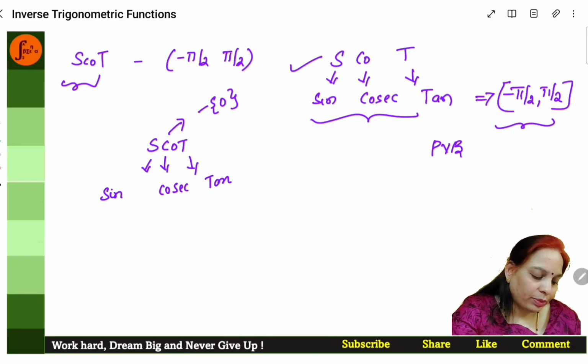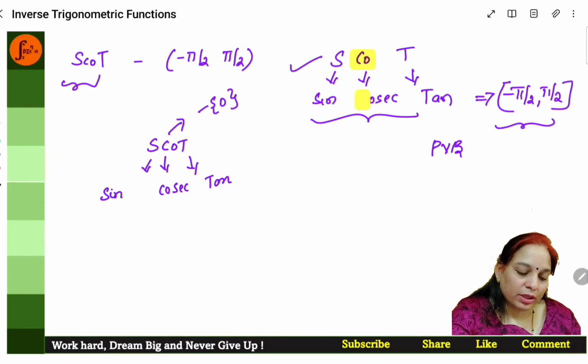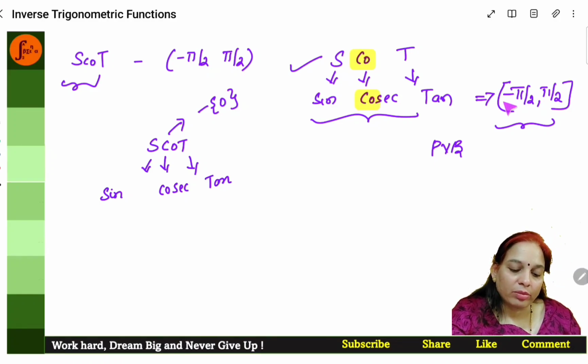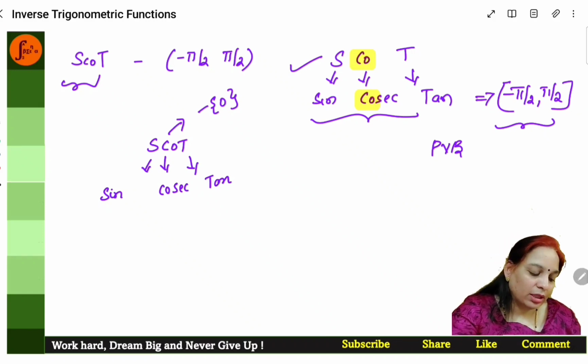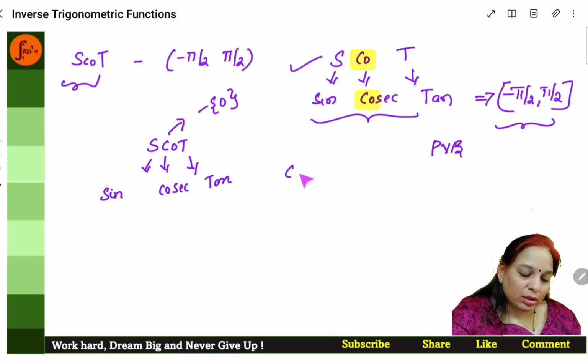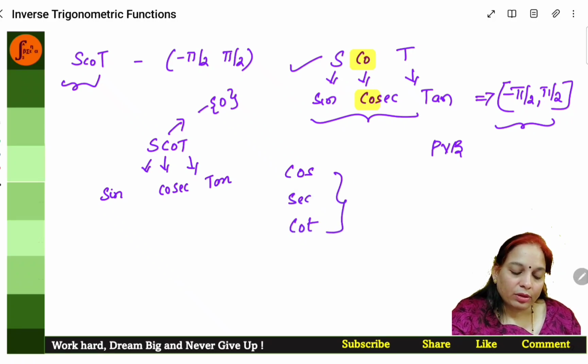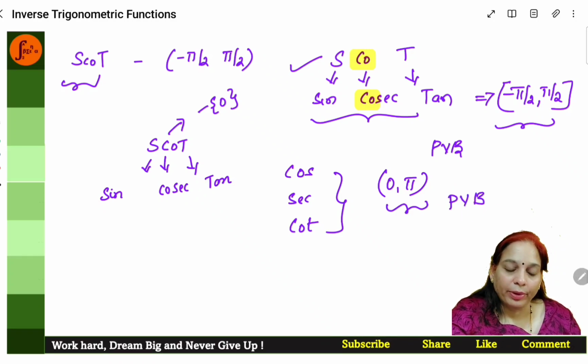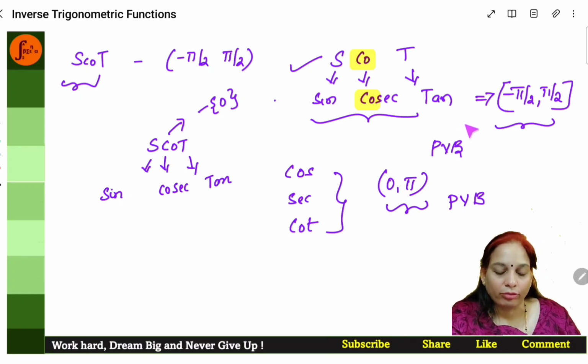CO is for cosecant. So scot, you can remember it this way. And the other group would be, obviously, cos, secant, and cot. So anything outside of this group becomes 0 to pi range. So this becomes the principal value branch. So if you remember this, you can remember the other group also, scot. So remember scot if it makes it easier for you.